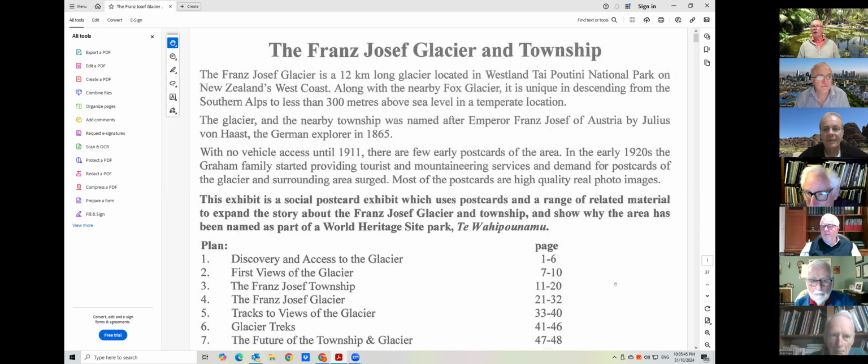Right. Okay. So your guys' pictures are there, righto. So this is about Franz Josef Glacier and its township. This is a postcard exhibit. Are your pictures obscuring the wording? No, I've moved it to the side. Okay. So I don't usually do picture postcard exhibits of geographical areas.